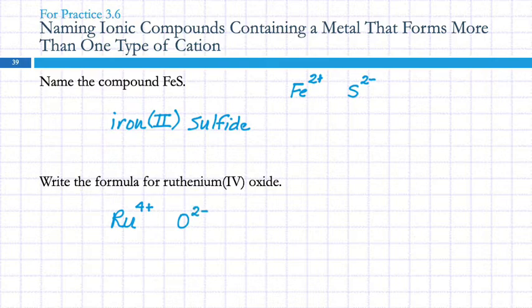So we have to figure out how to put these together in the lowest ratio, right? So, a really basic way is just to see, well, what do we have here? Well, I've got +4 and I've got -2. I need more negatives. So if I draw in another of the negative ion, now I'm -4 and it's neutral. So RuO2.